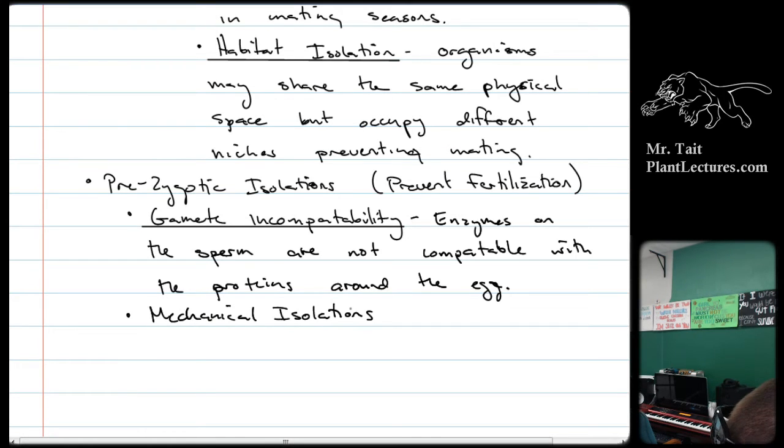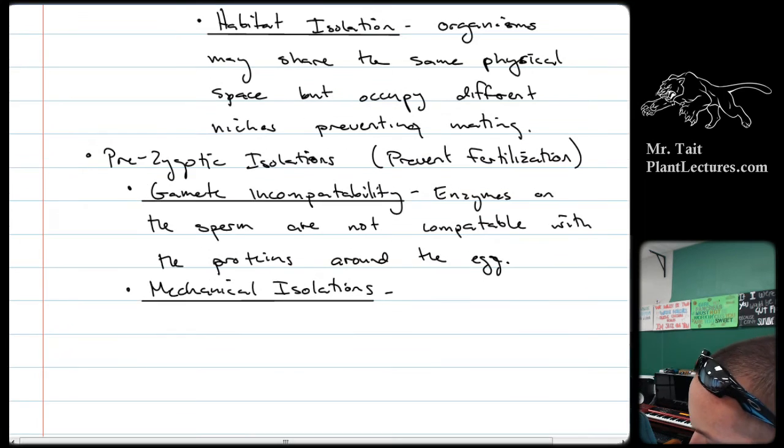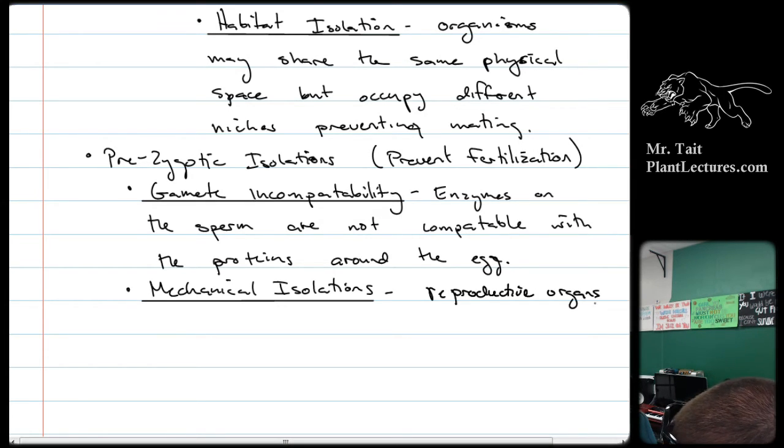Mechanical isolation. So the simplest way to define mechanical isolation is that the parts don't fit together. So they want mating to occur, but it's just not going to happen, right? So the reproductive organs do not fit together.